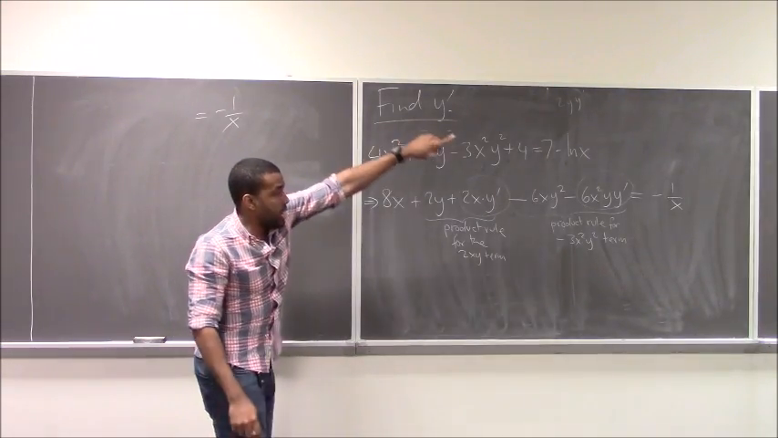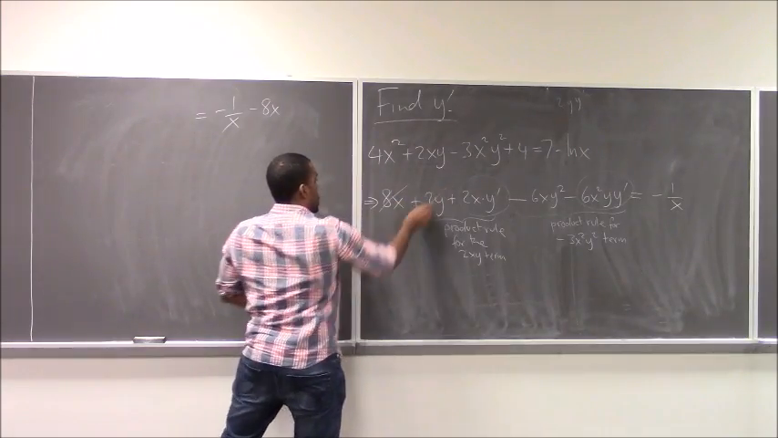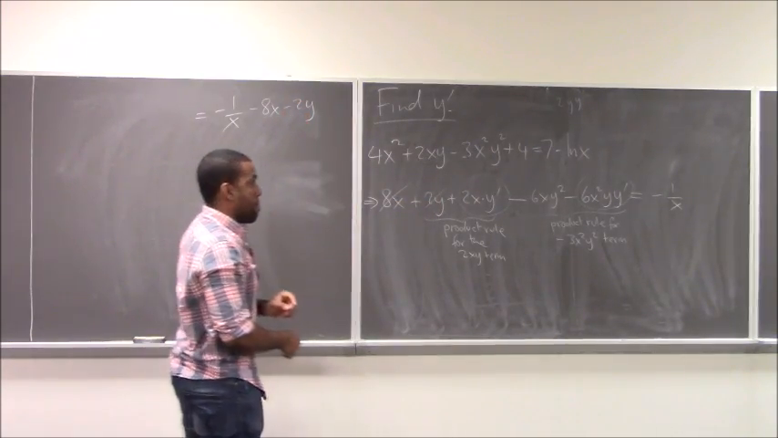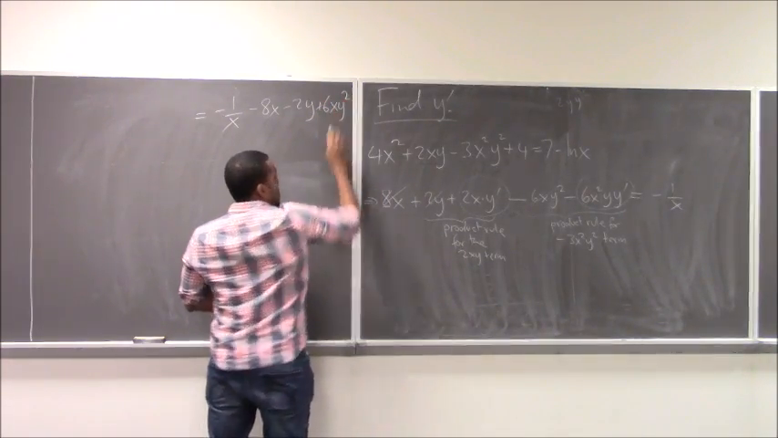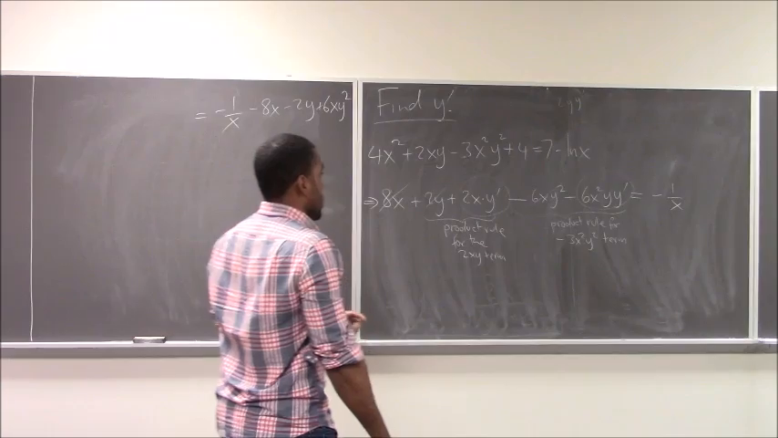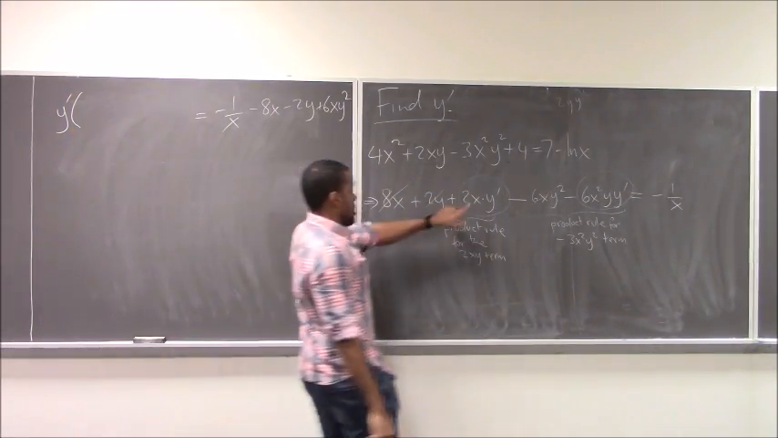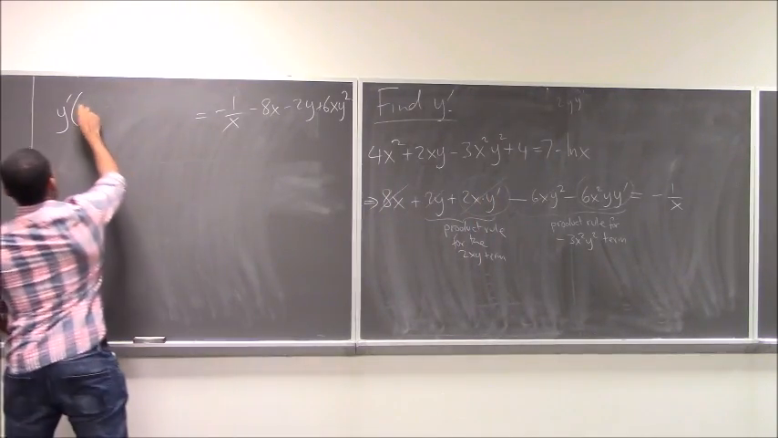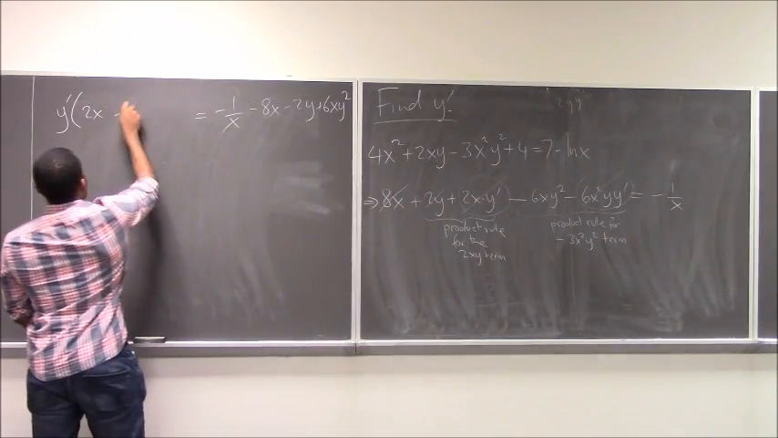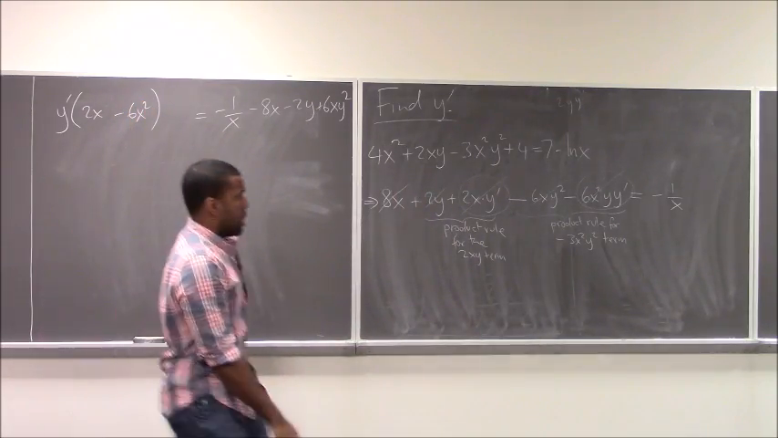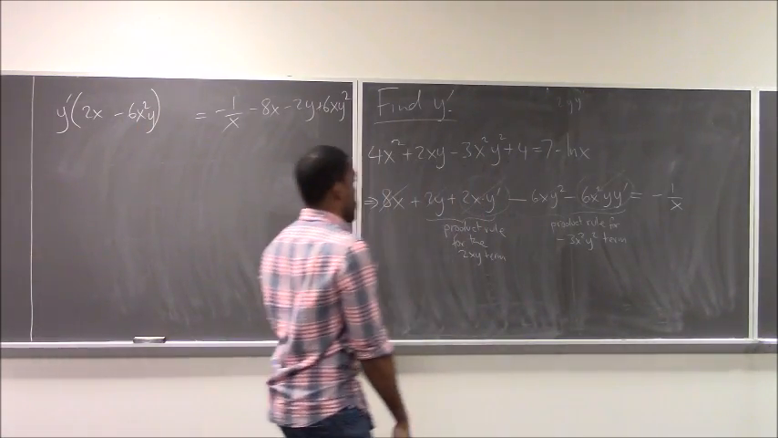So now I'm going to move over the 8x. That's minus 8x. Move over that 2y, minus 2y. Move over the 6xy squared, that's plus 6xy squared. That's all that's left. On the left side, I have y prime as a common term, and it's multiplied by 2x minus 6x squared y. And that accounts for it.